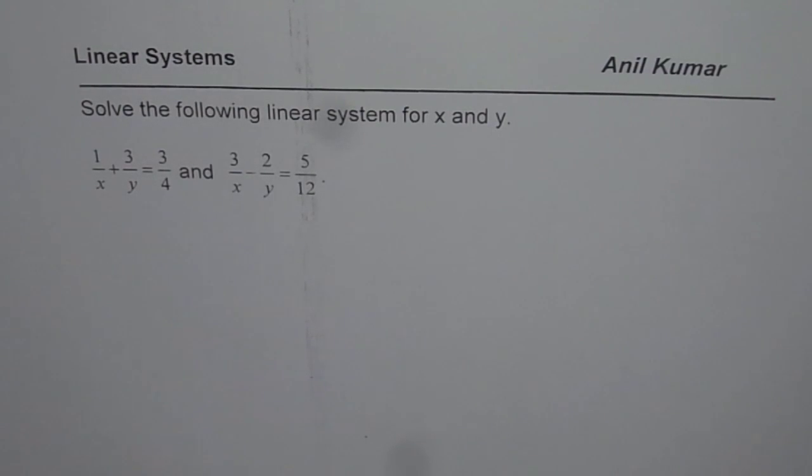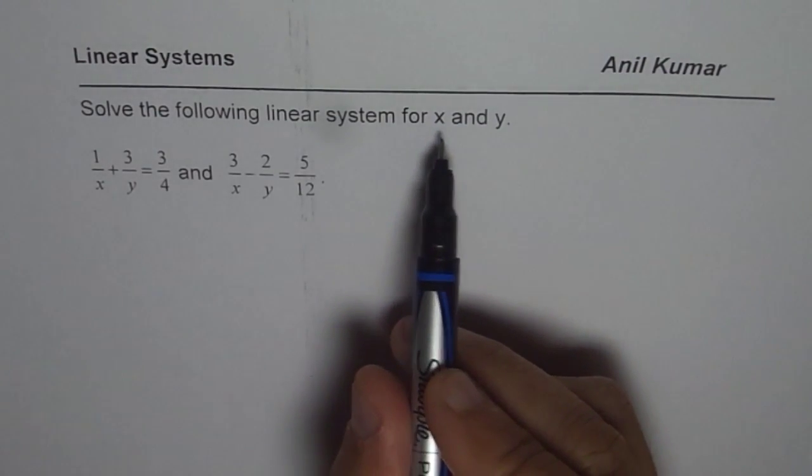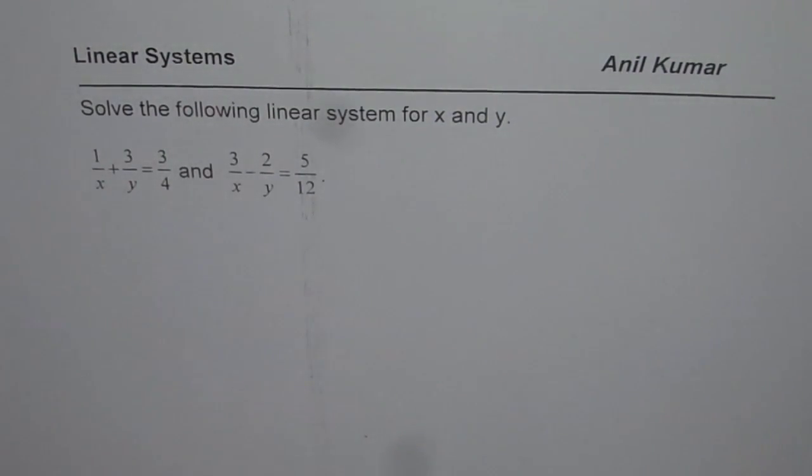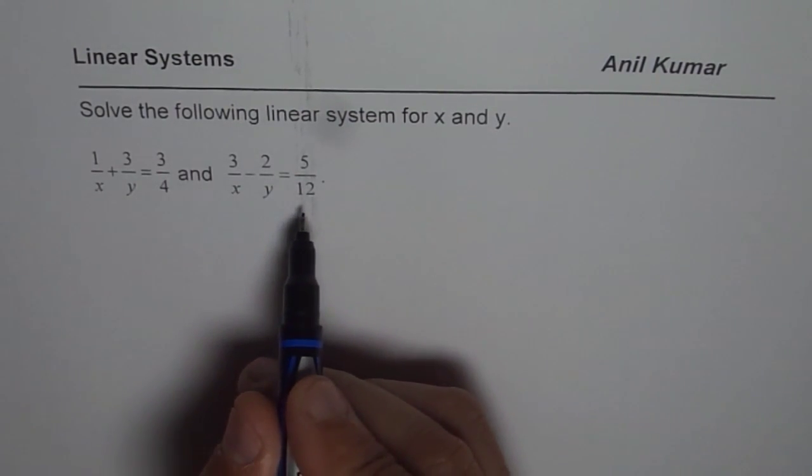I'm Anil Kumar, and in this particular video we will learn how to solve a linear system where fractions are involved. This is a typical question where the variables are in the denominator. Question is, solve the following linear system for x and y. 1 over x plus 3 over y equals 3 over 4, and 3 over x minus 2 over y equals 5 over 12.